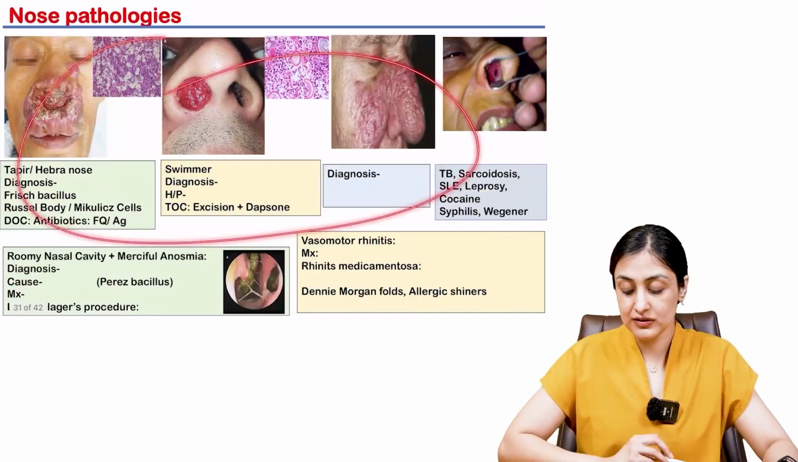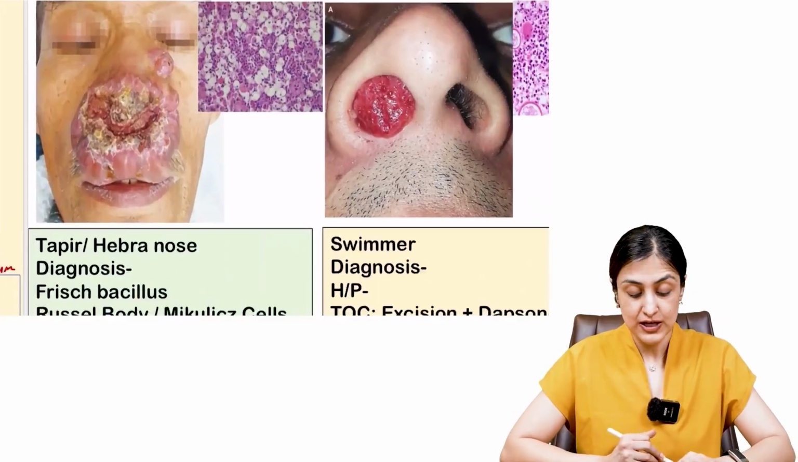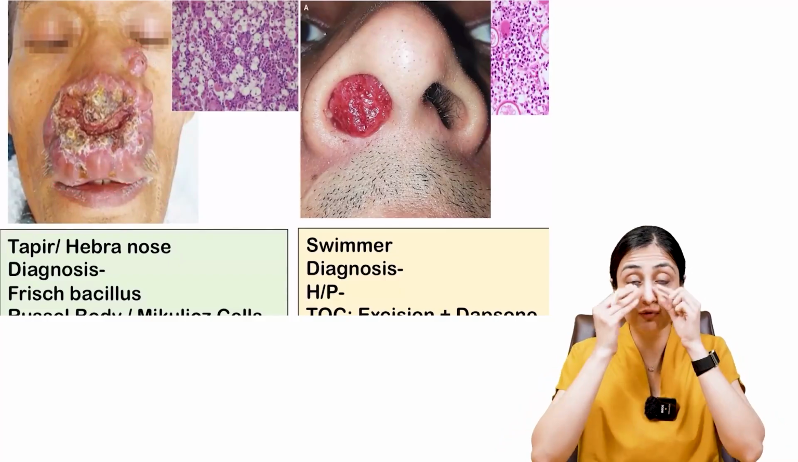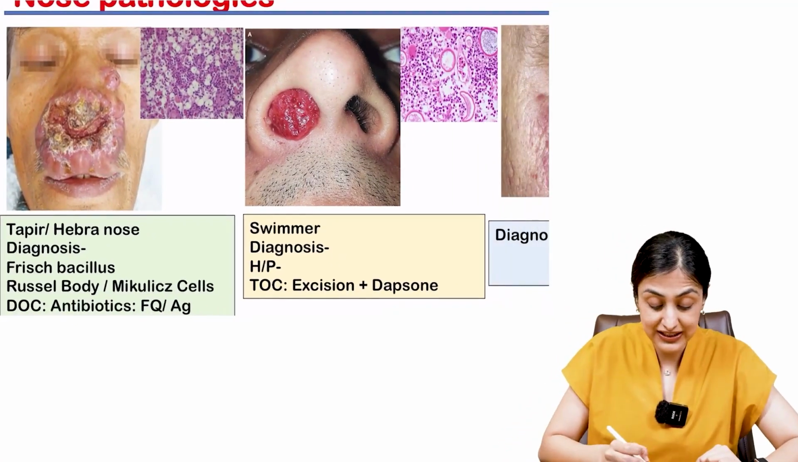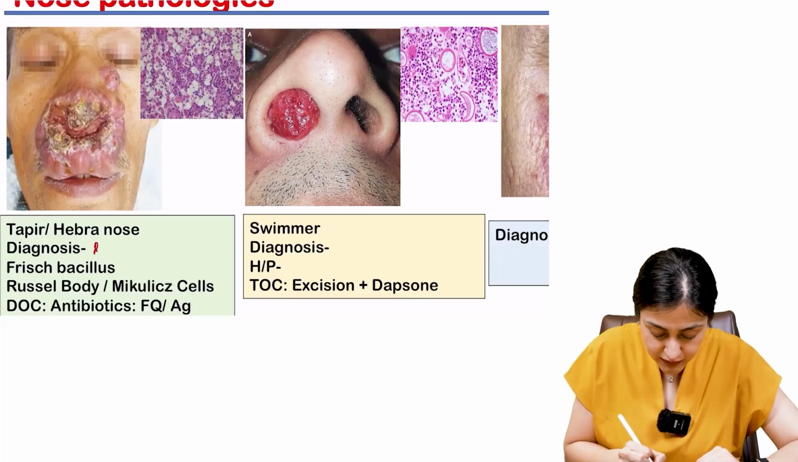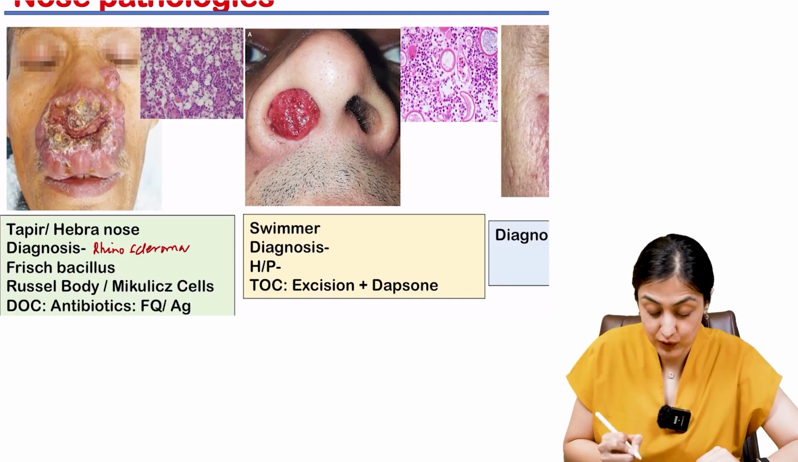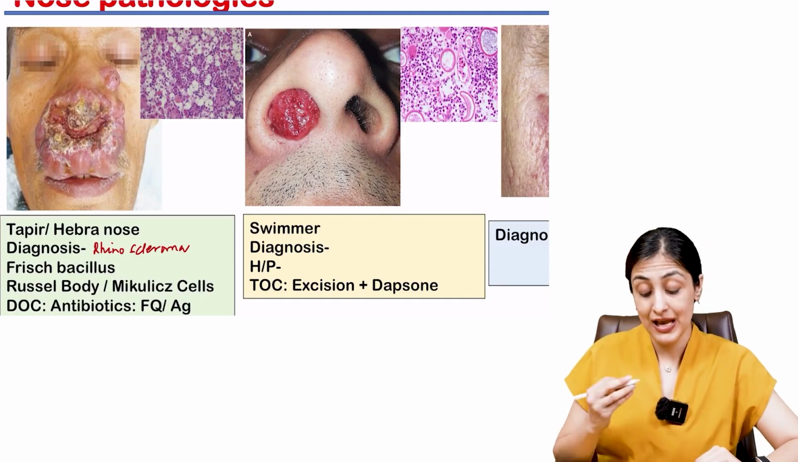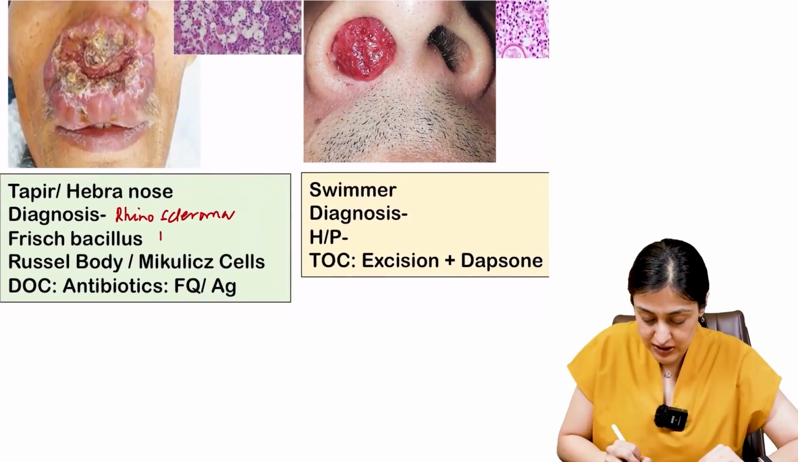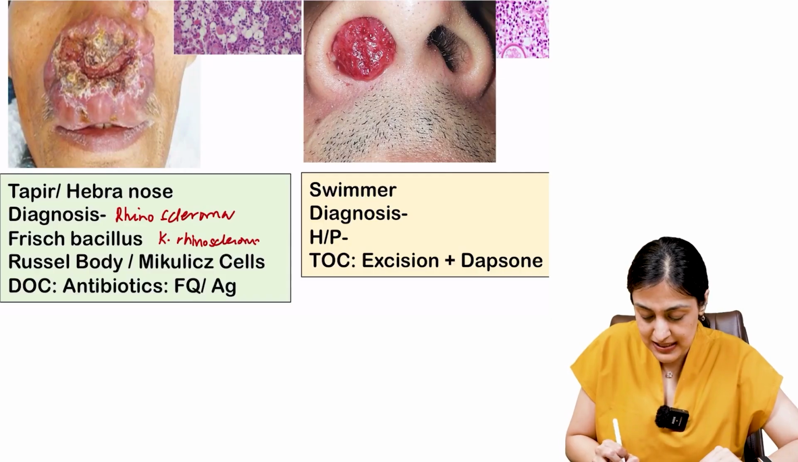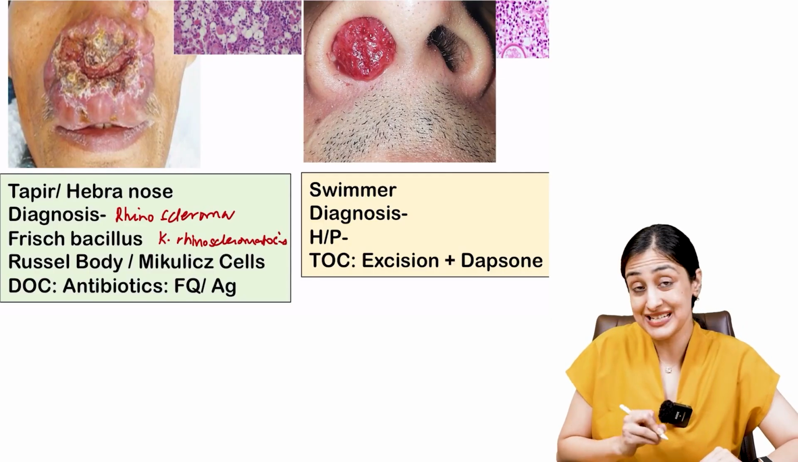Then we talk about three nose pathologies. So the first one looks like a very woody nose appearance, sclerotic nose. So remember sclerotic, this is rhinoscleroma. Sclerotic nose called as tapir nose, Hebra nose. This is associated with Klebsiella rhinoscleromatis. So that's no surprise. So they can ask you, what is that bacteria called?